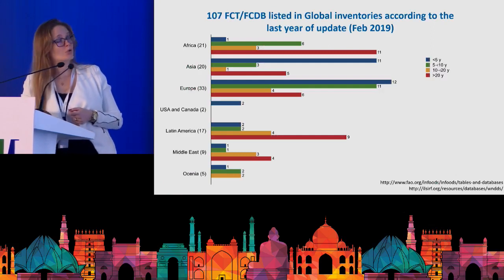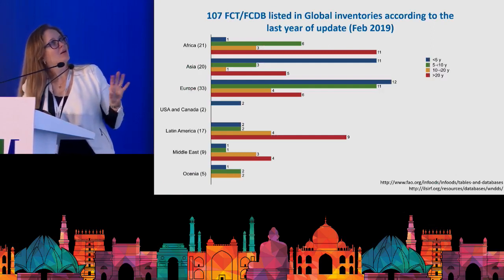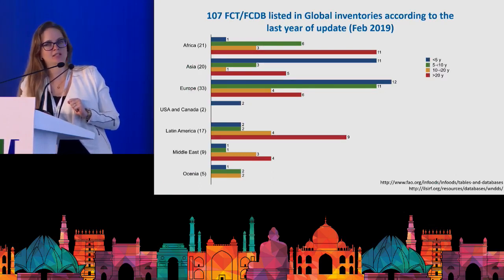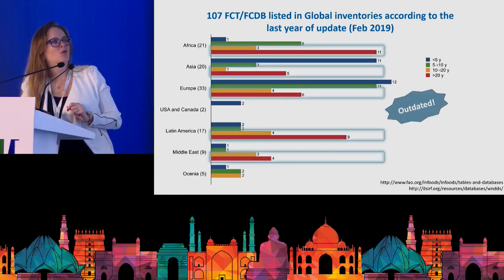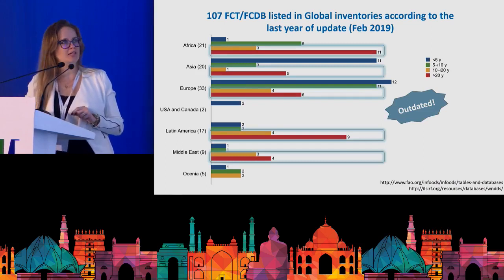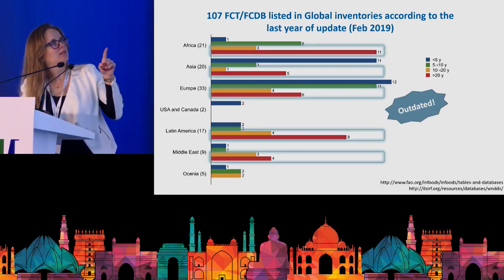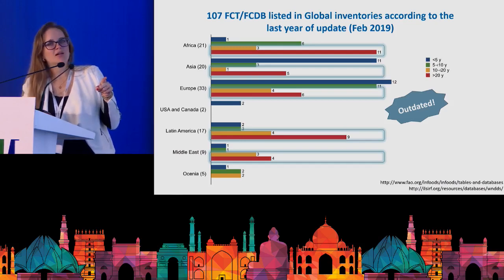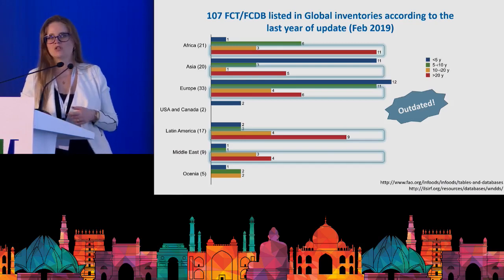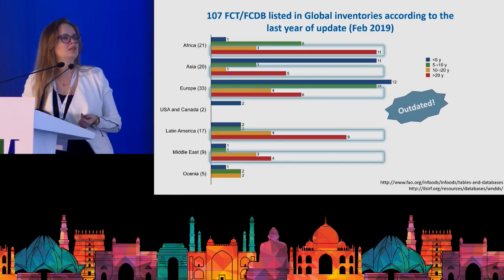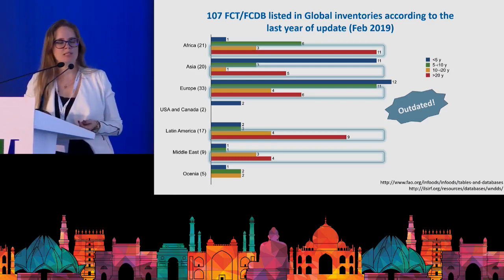Another problem that we have: here I'm showing the 107 food composition tables that I could find listed in global inventories according to the last year of update. And we can see here that among all continents, we have a lot of food composition tables that are outdated, meaning that in the yellow and also red bars, they were updated more than 10 or even more than 20 years ago. So for sure, they do not reflect the food that is consumed in the countries now.